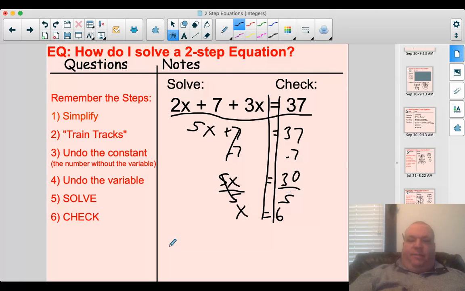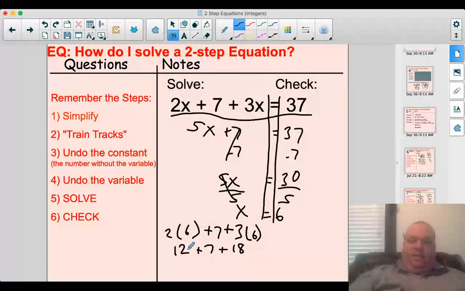Okay. To check it, I got to plug it in. So 2 times 6, I'm just replacing x with a 6. Every time I see it, plus 3 times 6. I got to make sure this equals 37. If I check it, 2 times 6 is 12. 3 times 6 is 18. If I add all those together, 12 plus 7 is 19, plus 18 is 37. It works. Okay, so 6 is the correct answer.